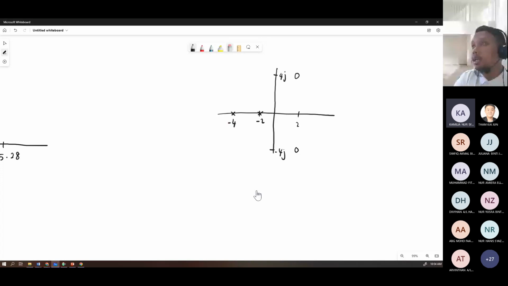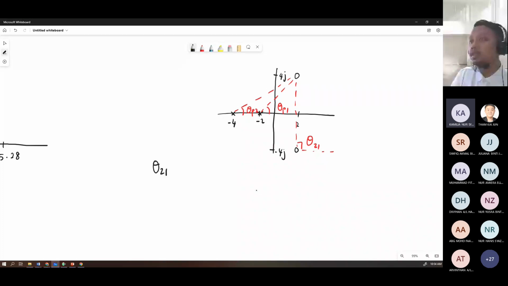So we need to determine this angle. First is this one, theta z1. And then secondly is from this pole, theta p1. And then this angle, let's say theta p2. Okay, so let's determine theta z1.